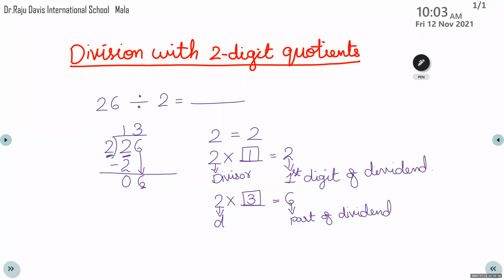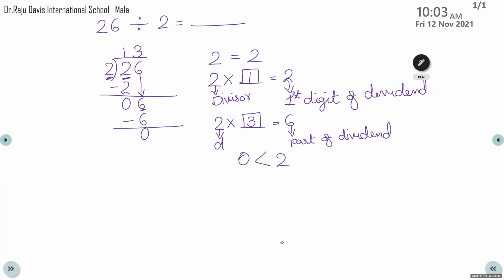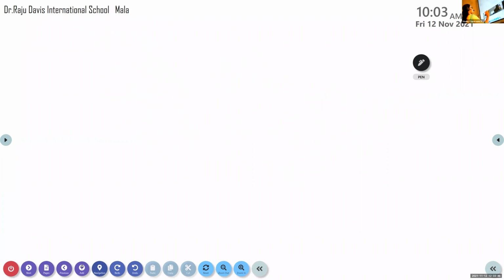Then this 6 will come down. Then you subtract it. 6 minus 6 is 0. No other number to bring down. Now you got 0. Check 0. 0 is lesser than 2. So in 2's table, 0 will not come. So you have to stop over there. Okay. We will do 4 examples. This was the first one, now the second one.